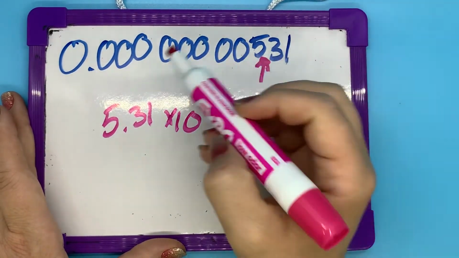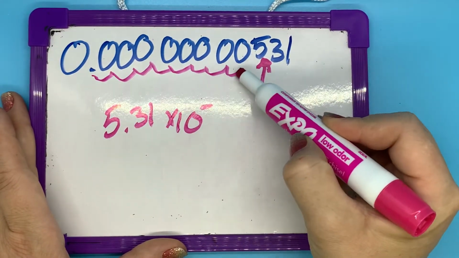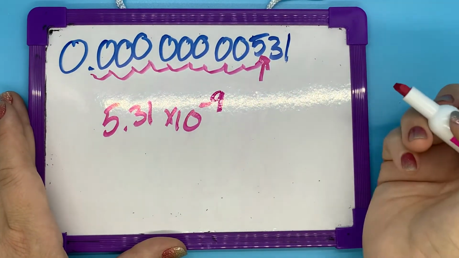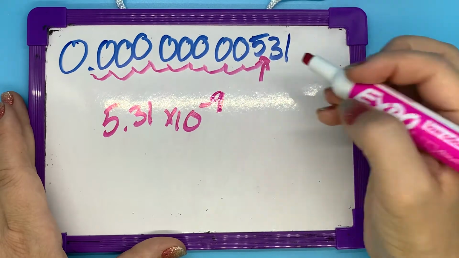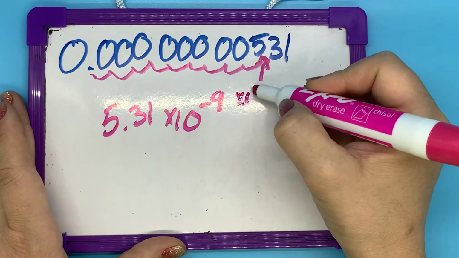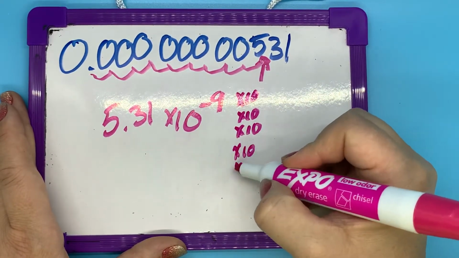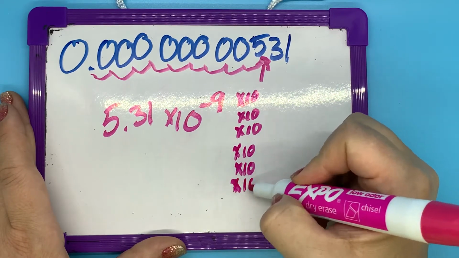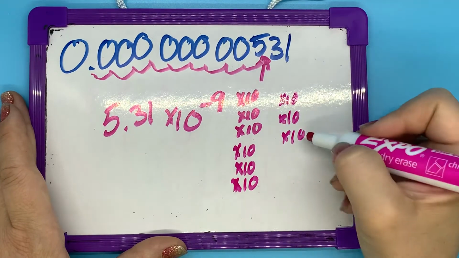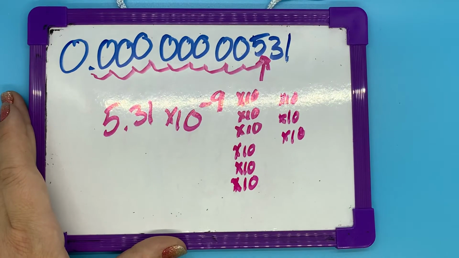Now you count. Decimal, 1, 2, 3, 4, 5, 6, 7, 8, 9. So it's to the 9th power. And that's the same thing as we said before. It's just making it smaller, times 10, 9 times. So 10, 10, 10, 10, 10, 10, 10, 10, and 10. Same thing, but each time it's getting smaller and smaller.